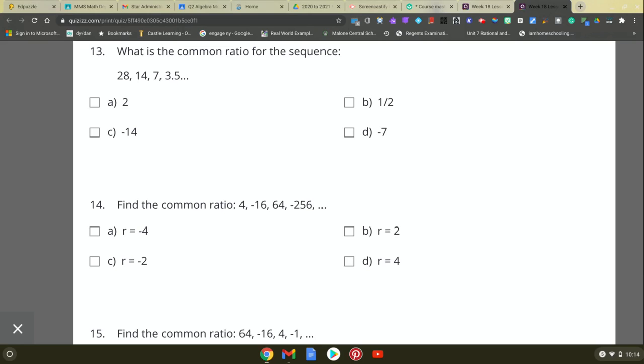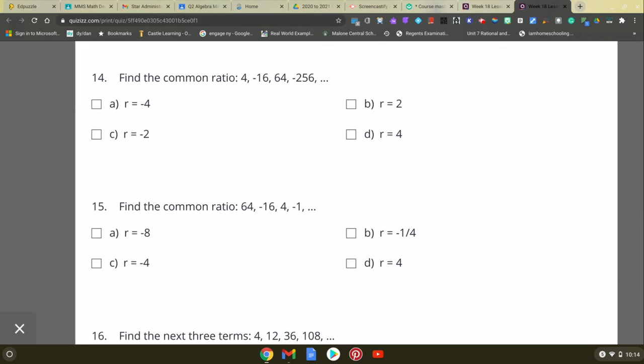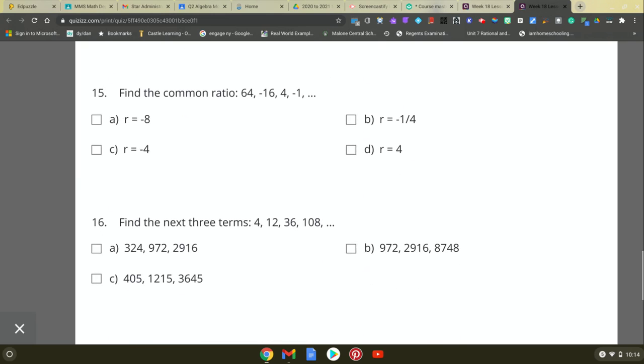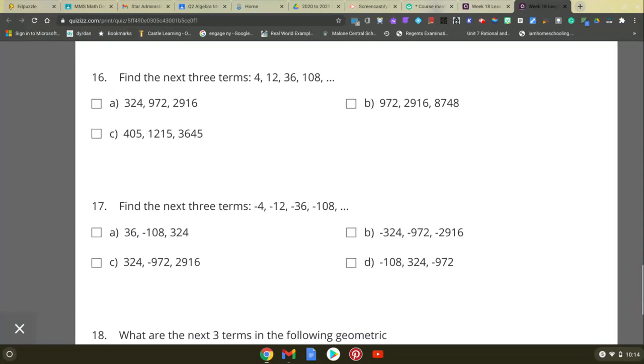Number 14, find the common ratio. 4, -16, 64, -256. So you're going to divide all the numbers to find the common ratio. Number 15, find the common ratio. 64, -16, 4, -1. Number 16, use a common ratio to find the next 3 terms in the sequence. The sequence is 4, 12, 36, 108. What 3 numbers would come next?